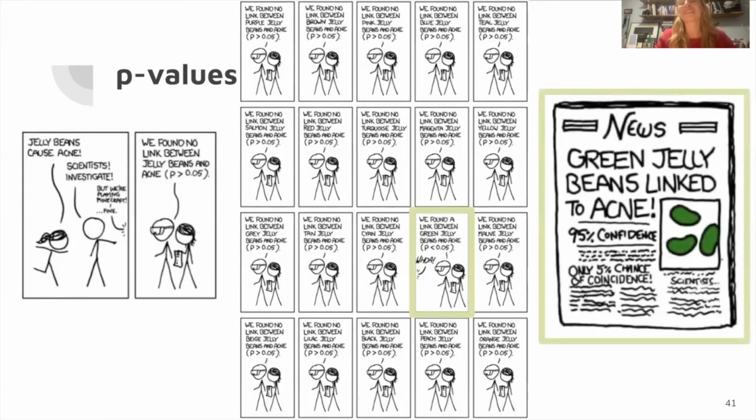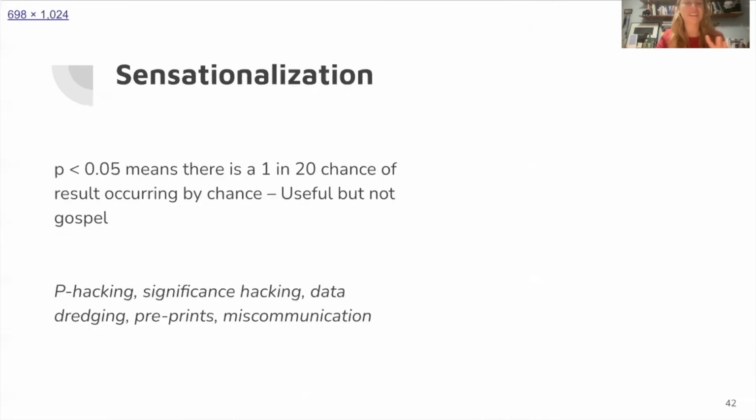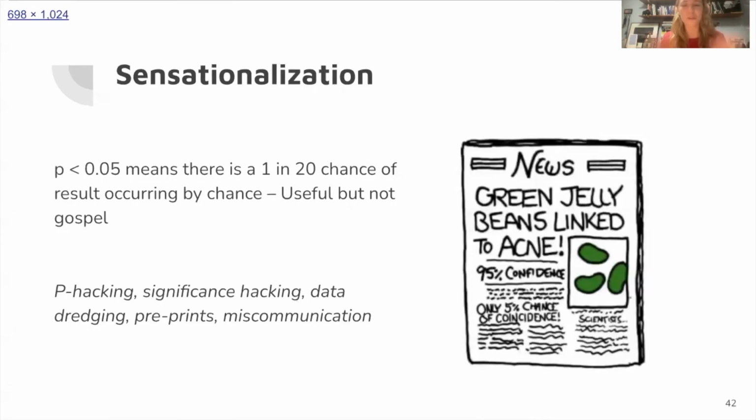The green jelly beans are linked to acne, and I think it's just a good way to represent the unreliability of this metric. I mean, it's definitely useful, but it's not gospel.